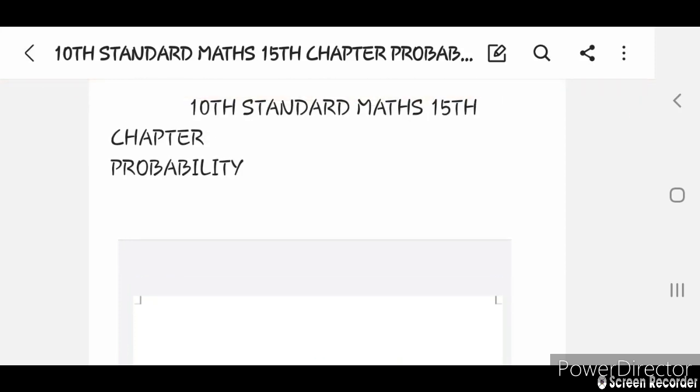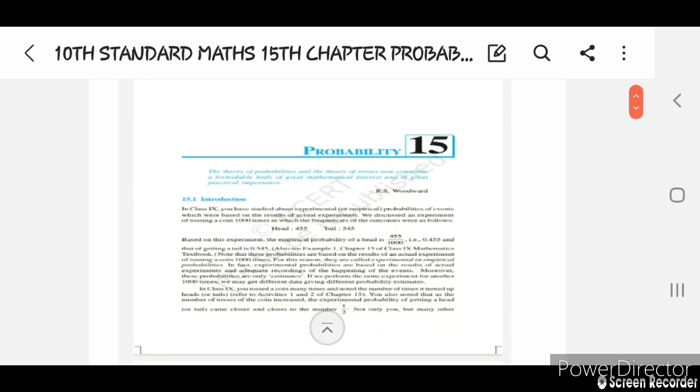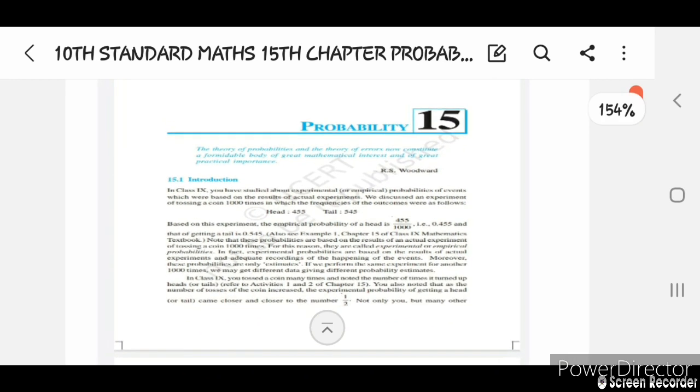I'm in coaching center. Today I'm going to explain the 10th standard maths 15th chapter, probability. As you know, in class 9 you have already studied some experimental probabilities, events based on the results of an actual experiment. Let us discuss by taking one example.